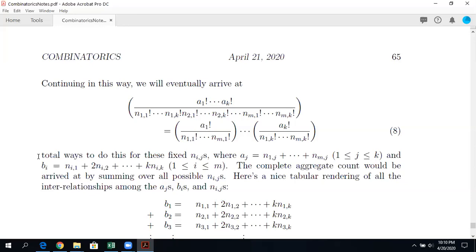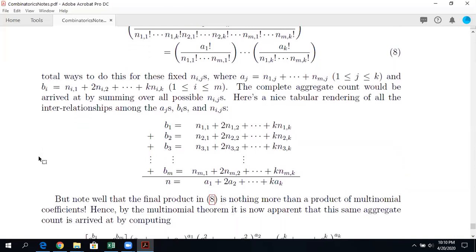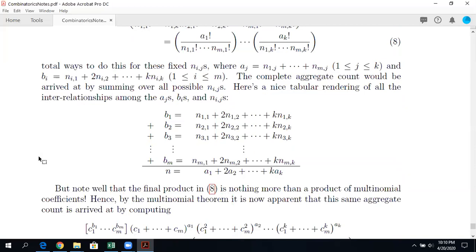Then, look at this right here, that's just a product of a bunch of multinomial coefficients, isn't it? It looks like what I've done is just take various values of those n's. There's a product of a bunch of multinomial coefficients, and there's going to be some kind of sum involved over various values of those n's. Oh, and by the way, down here, I thought it was kind of nice to have this little tabular rendering of how the B's and A's and N's all relate to one another.